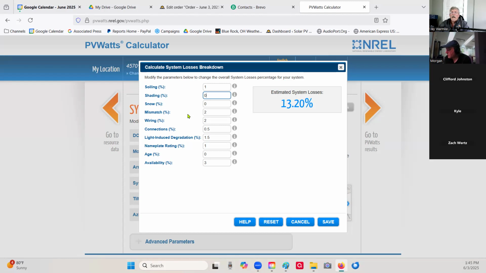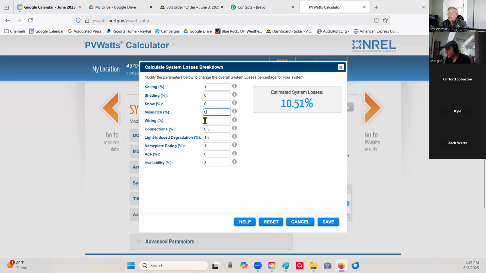If you're using module level power electronics like a power optimizer or a microinverter, you can drop that down to 0 because every panel operates at its own level. So plus or minus 2% is basically going to even itself out. So let's assume we're using optimizers or module-level power electronics, microinverters. So I'm going to put that at 0.